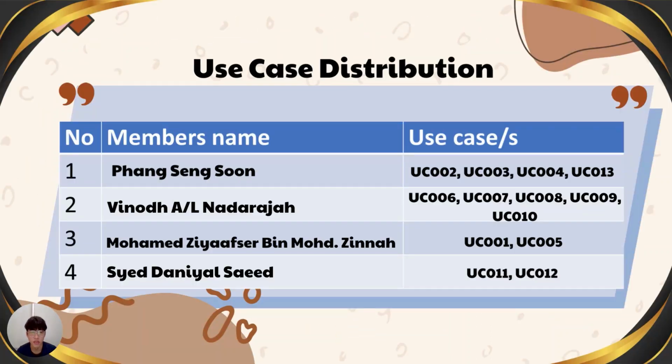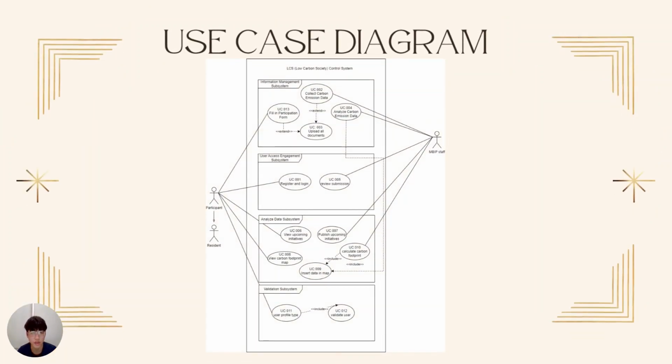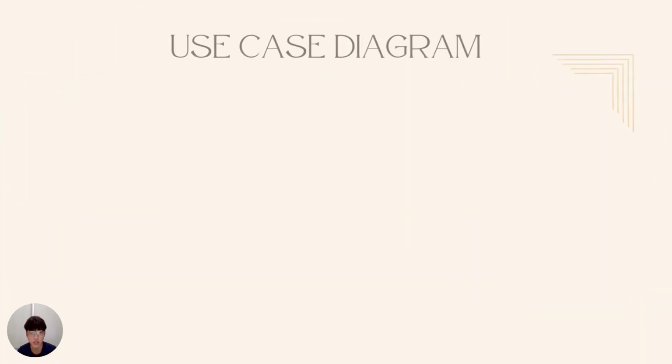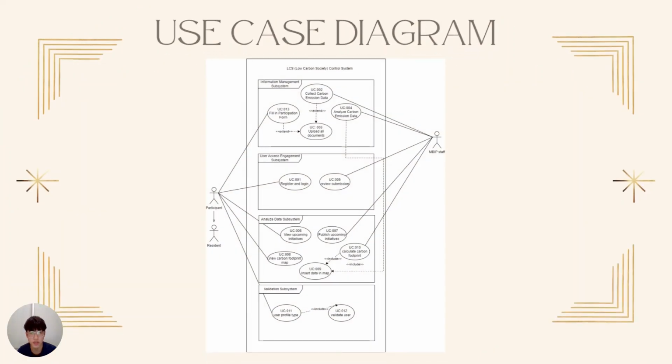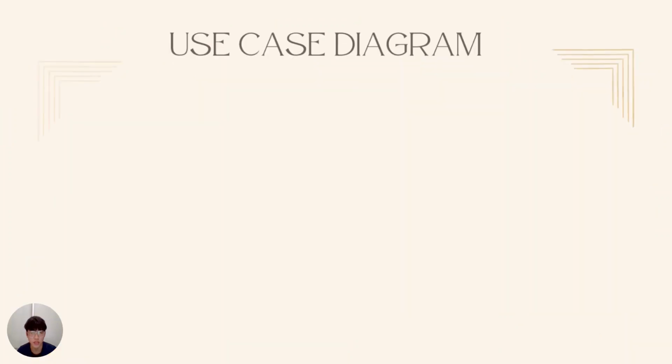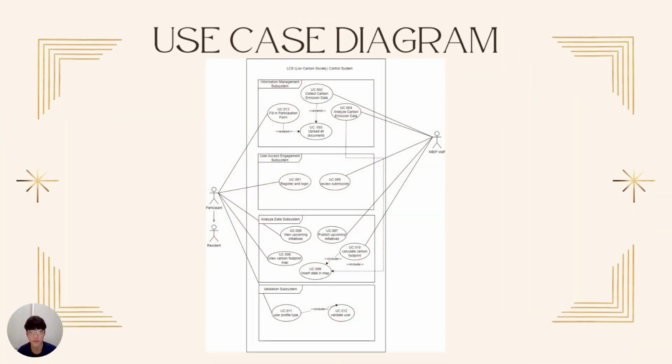For Vinodh, he's going to do the UC006, UC007, UC008, UC009, and UC0010, which is referring to the analyze data subsystem. For Upser, he's going to do the UC001 and UC005, which is referring to the user access engagement subsystem. For Daniyal, he's going to do the UC11 and UC12, which is referring to the validation subsystem.